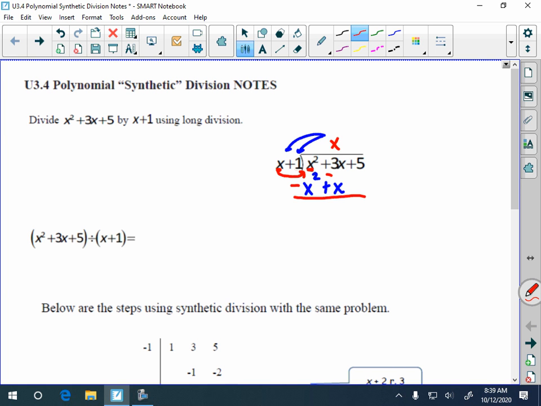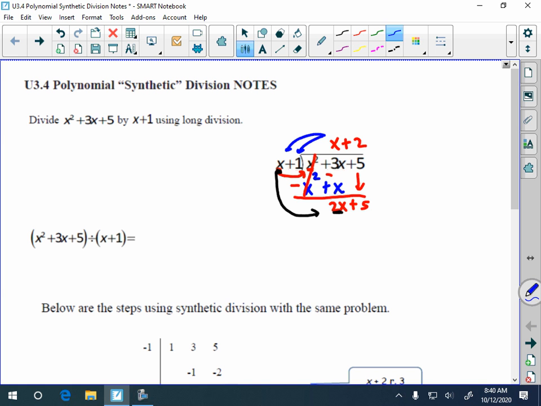And then add down. So the x squared and the negative x squared cancel out. 3x plus negative x is 2x. We'll bring down the plus 5. Right, and then the process just repeats itself. So we look at the x on the outside and the 2x and ask ourselves, what do we multiply x by to get 2x? So this time it's going to be plus 2.